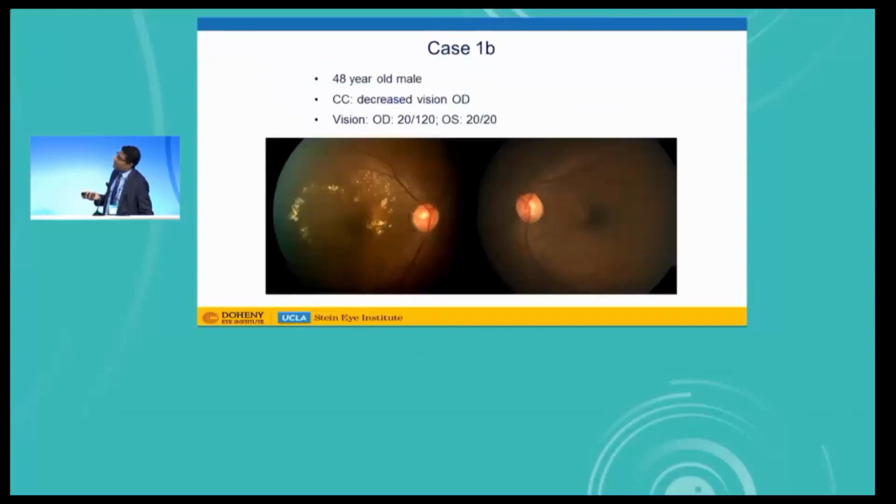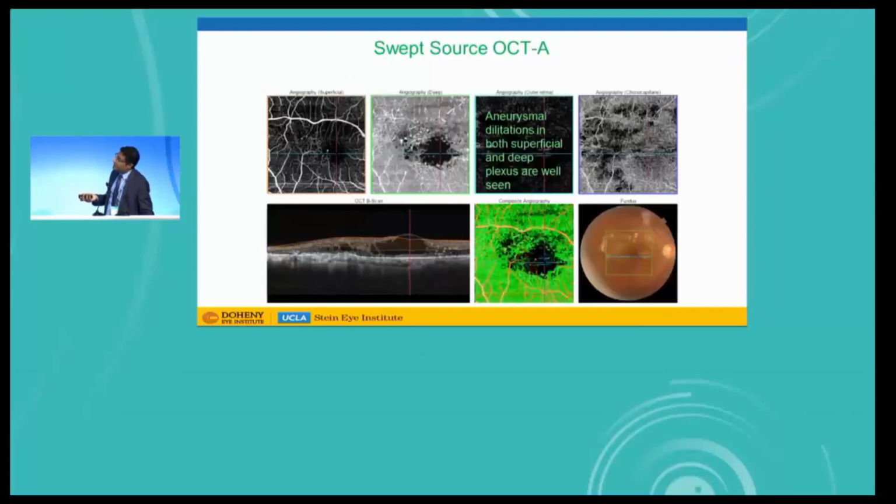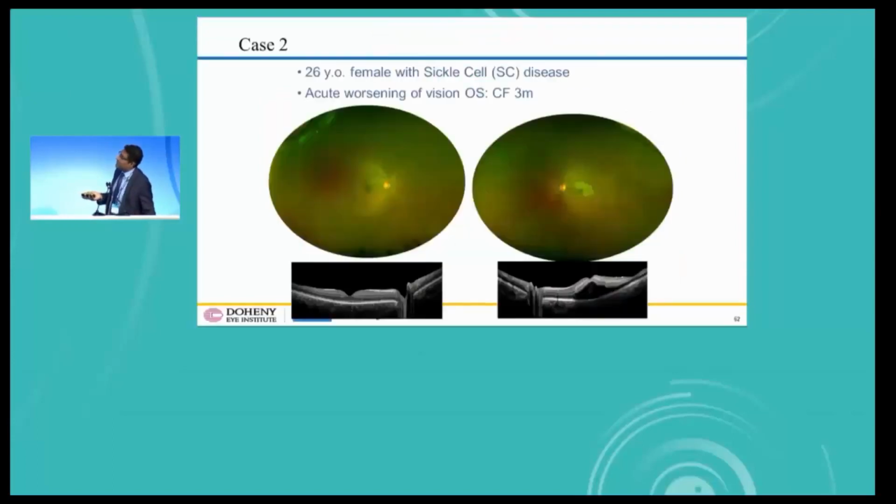And this is another patient. That was MACTEL type 2. This is a patient with MACTEL type 1. You really can beautifully see the telangiectatic lesions on OCT angiography. I really think it's quite spectacular.